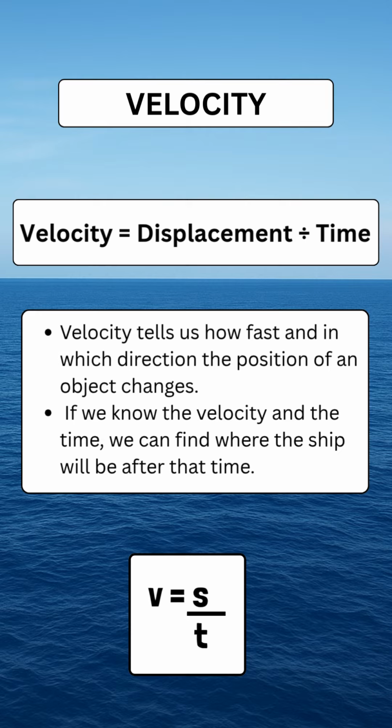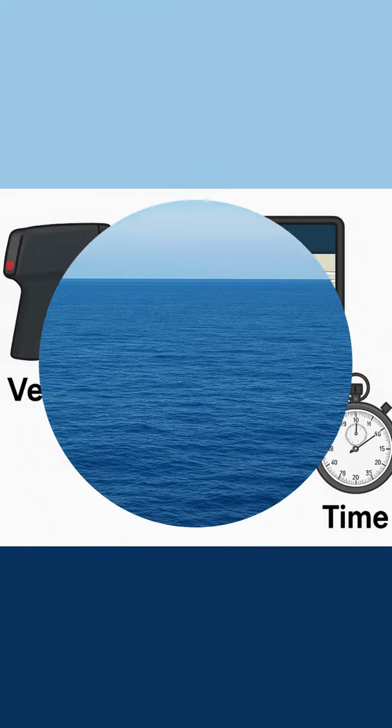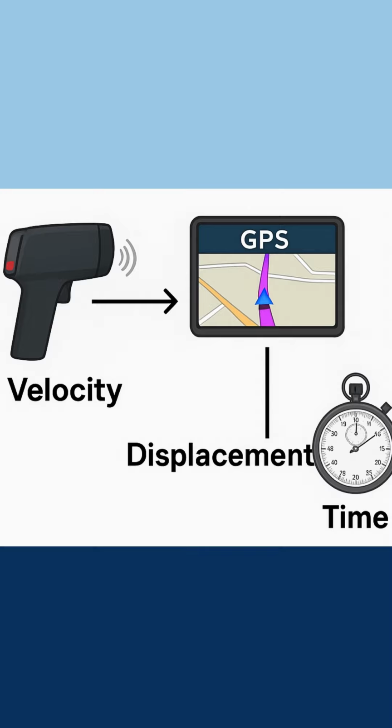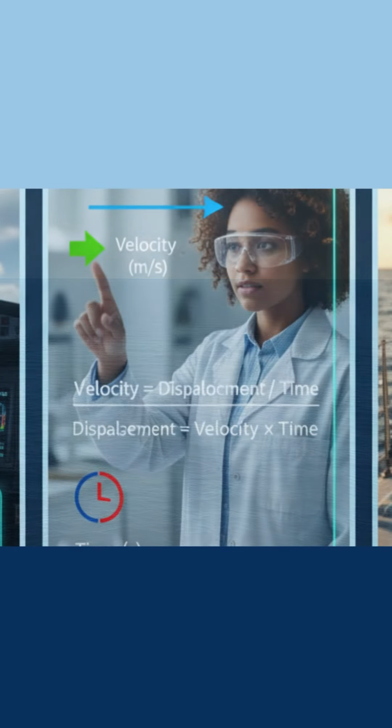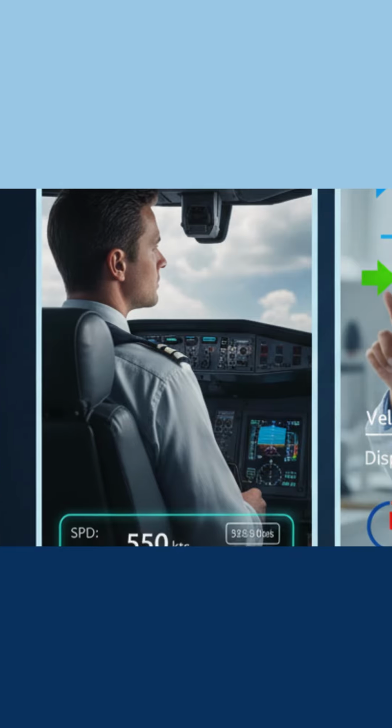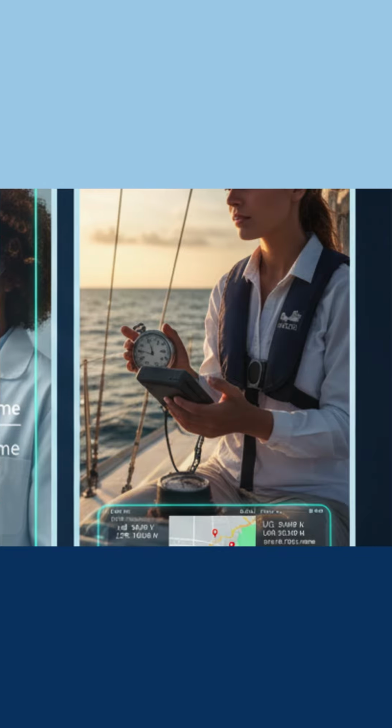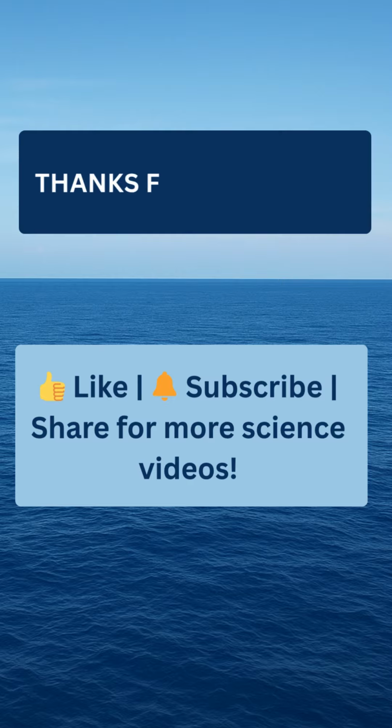That's why velocity is more meaningful than speed. It not only tells us how fast something moves, but also helps us determine its position and direction. In real life, we can find either velocity or displacement using measuring instruments. Once we know one of them and the time, we can calculate the other. That's how scientists, pilots, and sailors track motion, using the relationship between velocity, displacement, and time.